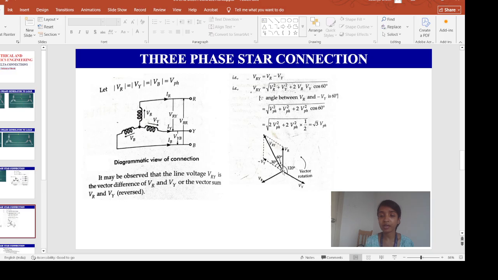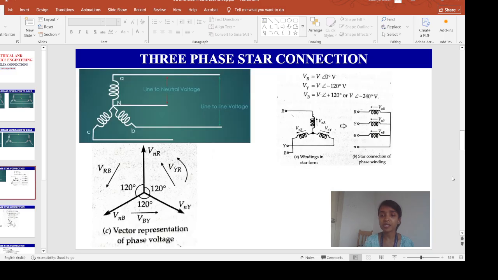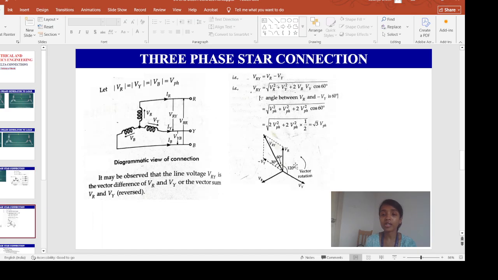This is my VR, because we have already represented it, no? VR equals V angle 0, VY equals V angle minus 120, VB equals V angle 120. That means each of these VR, VY and VB should be 120 degrees apart from each other. The phase difference between each one of them should be 120 degrees.